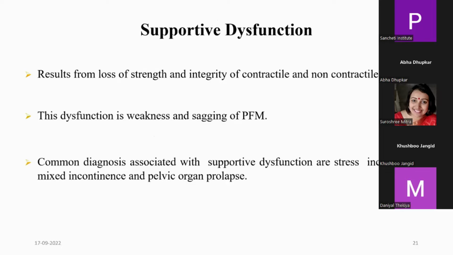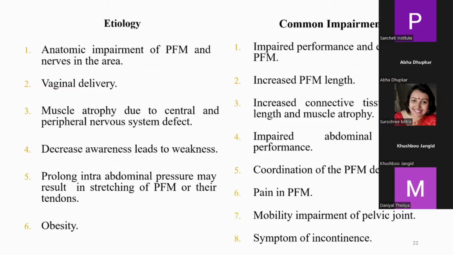Then if you want to see what conditions you see due to the supportive dysfunction, it is stress incontinence. It can be a mixed incontinence or it can be a pelvic organ prolapse. That is what we normally call a prolapse. It can be any of the pelvic organs. So these are the basic things. You can come to a conclusion that the patient falls into the category of the supportive dysfunction. Now, when we move to the next slide, I'll be telling you the reasons for the supportive dysfunction and what impairments you see in such a patient.